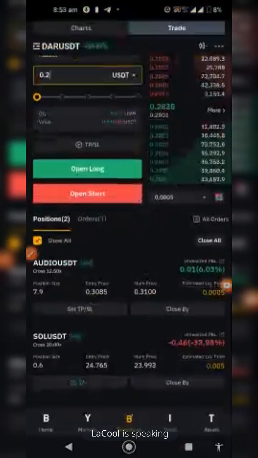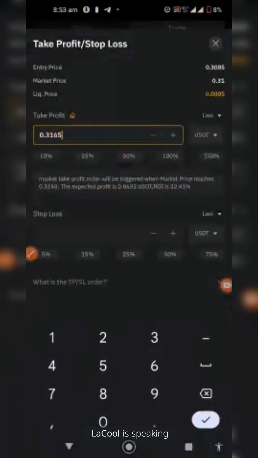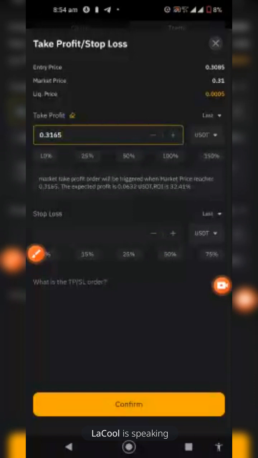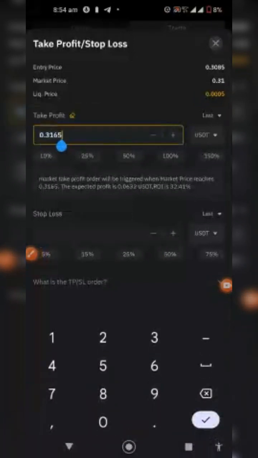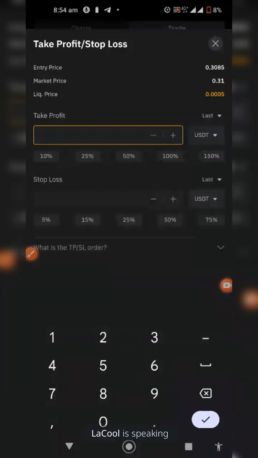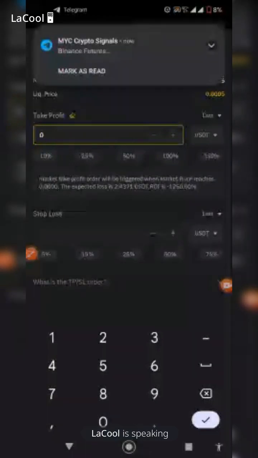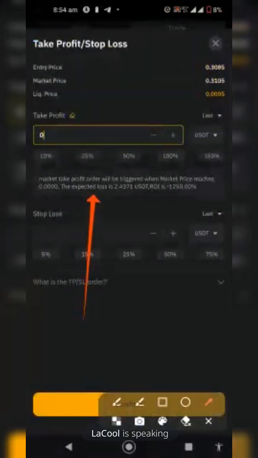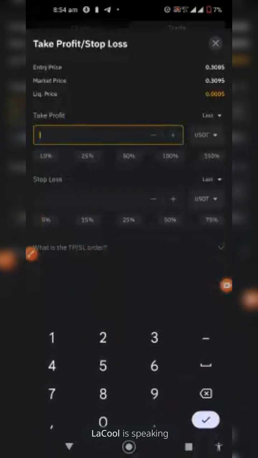Okay. Now I click on this. This is at 0.3169. You see what is happening here? The moment I clicked, I wrote 6 numbers down. Something came up here. Before now, there was nothing here. Let me show you what I mean. You notice that everything has disappeared there. But when you start clicking now, you see? Something has come up here: market take profit order will be triggered when market price reaches 0.000. I hope you've seen that. If I delete this 0 now, nothing is showing there again.